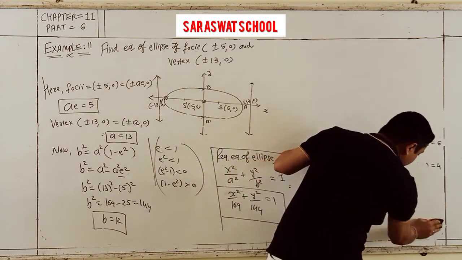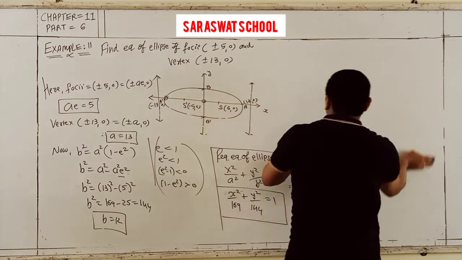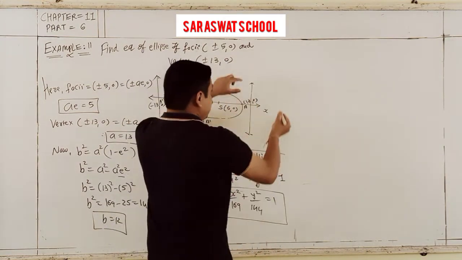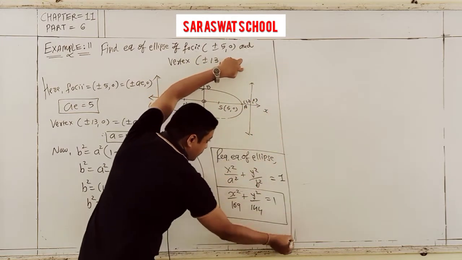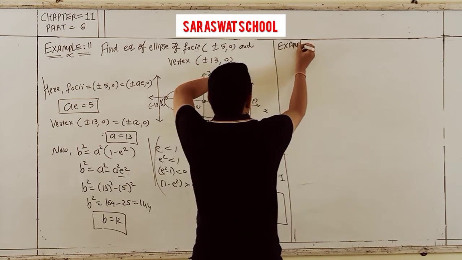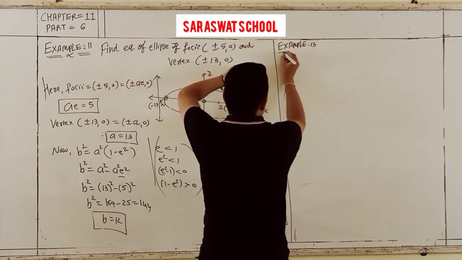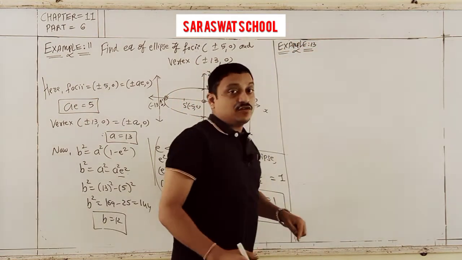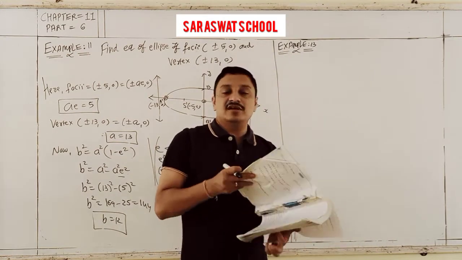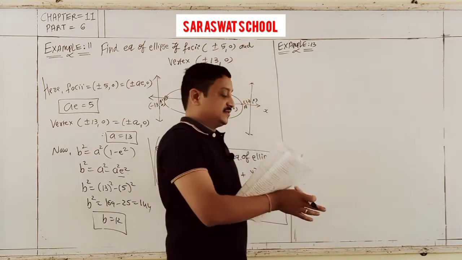This is an important numerical at exam level, so put a tick mark in the IMP list. Example 13: find the equation of the ellipse. Yes, the conditions are just different, but it asks for the equation of the ellipse.